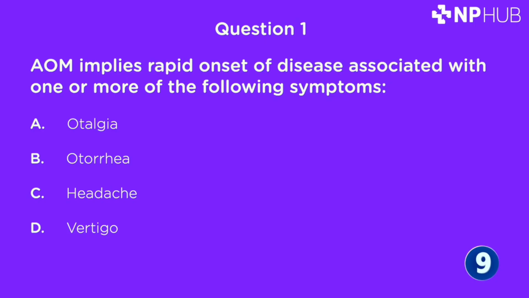Acute otitis media implies the rapid onset of disease associated with one or more of the following symptoms. Correct. The answer is D, vertigo. Vertigo is not a common finding for patients with acute otitis media.